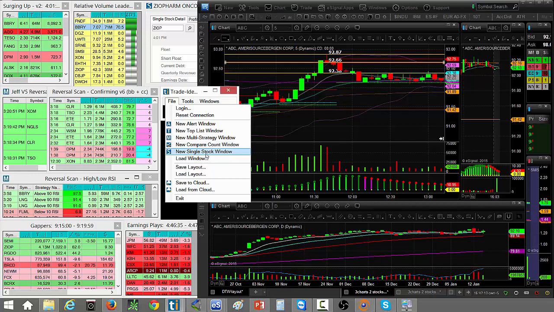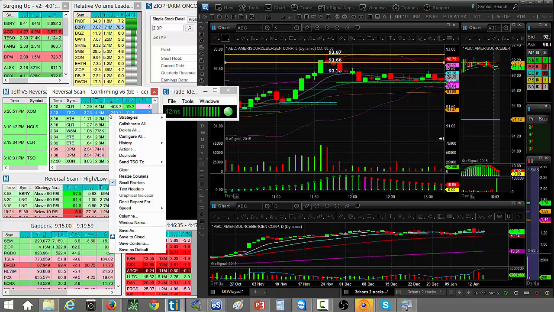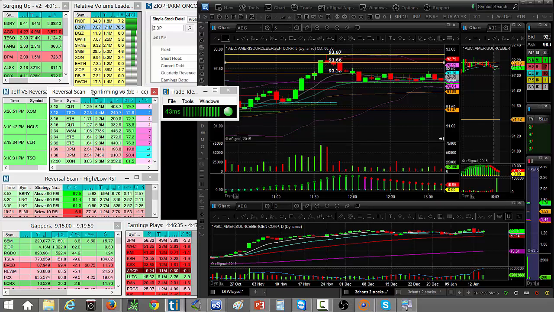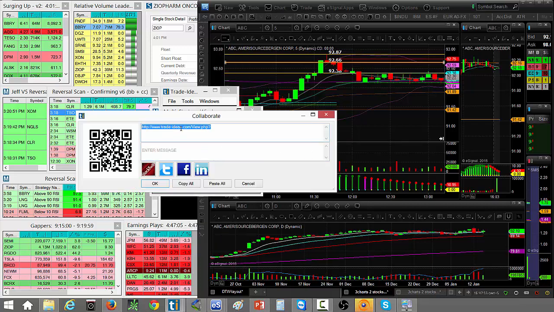You have the multi-strategy window where you can put several strategies into one window, and this is what I've done here with the reversal scanner. I've actually got the bottom reversal scanner and the top reversal scanner both built into the same window. That's the same with the high-low RSI scanner right here. If you have a scanner that you built in an individual window and you want to add it to a multi-scanner window, you just go to New Multi-Scanner Strategy window right here. You right-click it and go to Strategies, New Strategies, Collaborate, and then you can paste in the link right here.